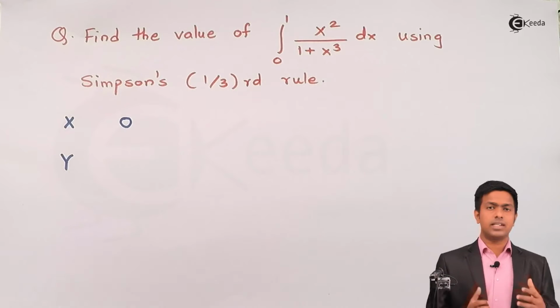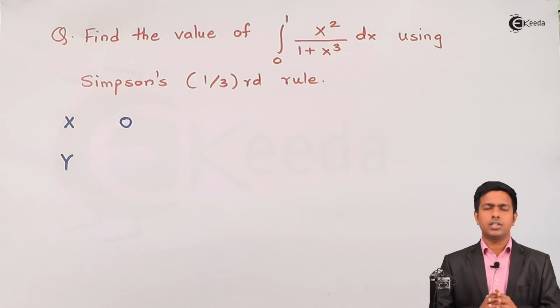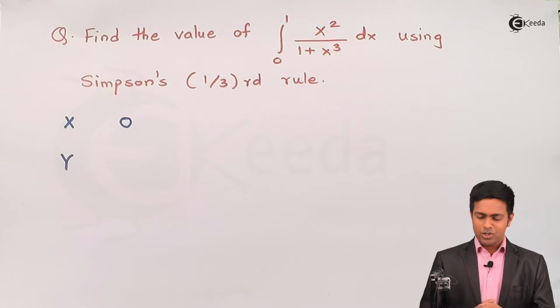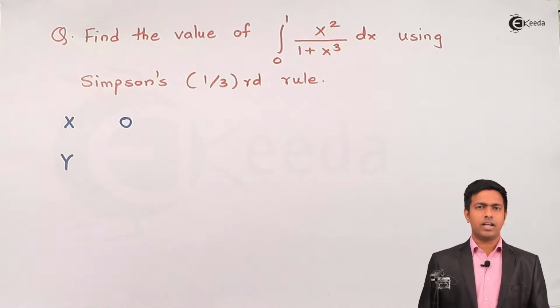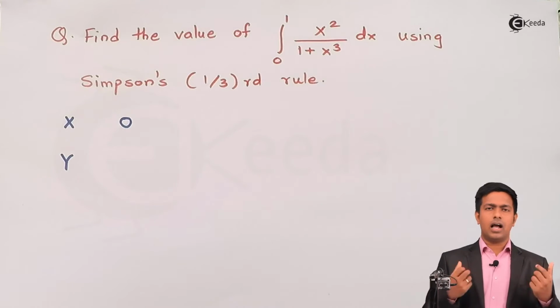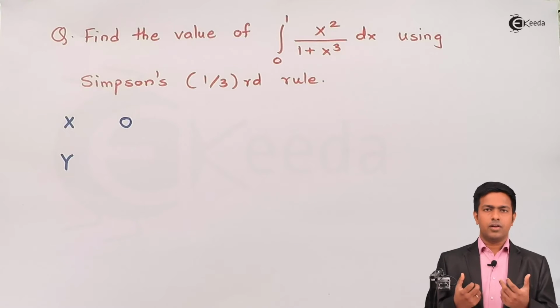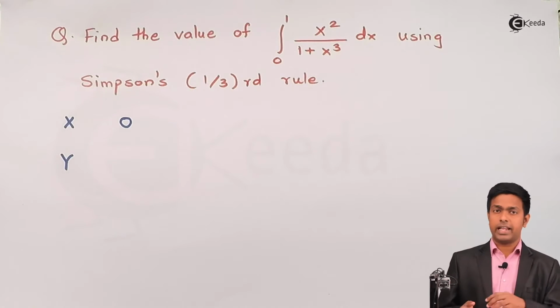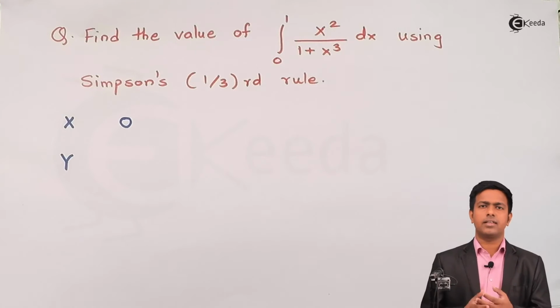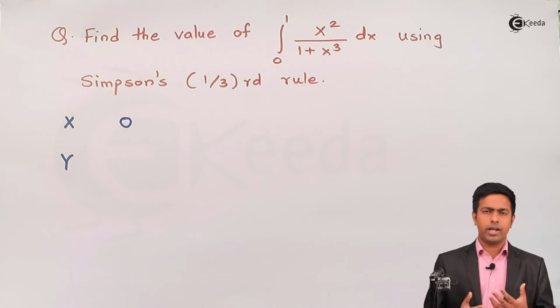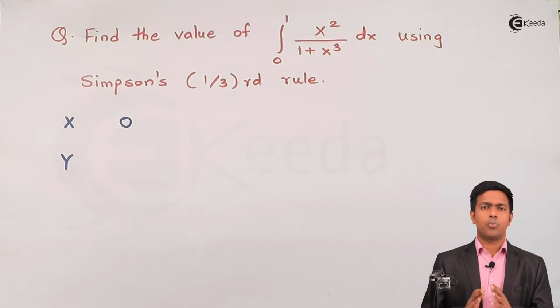Now I have to consider the subintervals. Since I am using Simpson's 1/3 rule, it has one condition, and that condition is the number of subintervals must be even. So whatever subintervals I consider, it must be even. Between 0 and 1, I am going to consider 4 subintervals. Now 4 is an even number, or I can take 6 subintervals, or 10 subintervals or 8 subintervals. If I want to take 4 subintervals, how would I take?